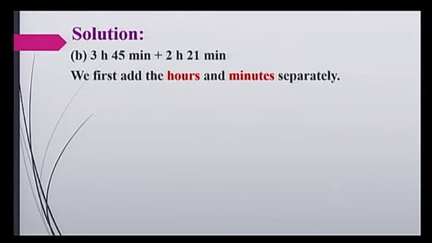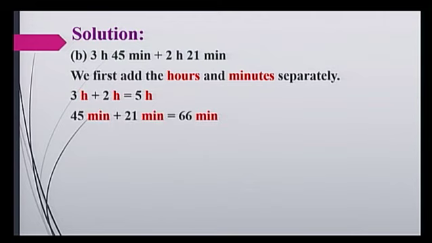Part B, 3 hours 45 minutes plus 2 hours 21 minutes. Again, we are going to add the hours and the minutes separately. So 3 hours plus 2 hours gives me 5 hours. Now 45 minutes plus 21 minutes give me 66 minutes.